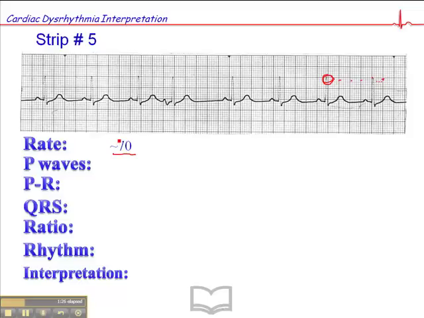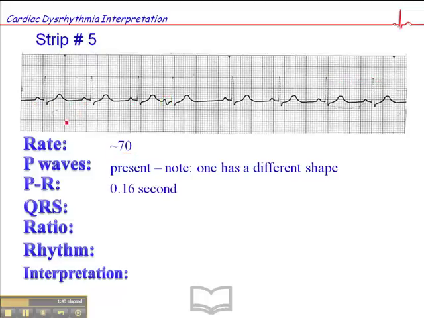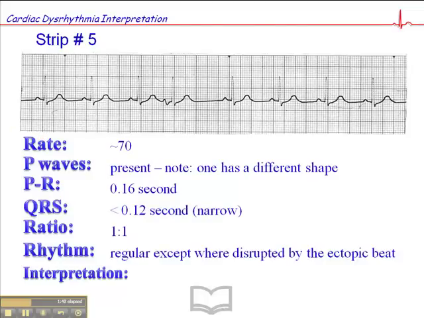a whole lot. The P waves are present, but you'll note that one of them has a different morphology. So this one here is a different morphology from all of the other P waves, and that's an important finding. So we'll just keep that in mind. The PR interval is 0.16 second. The QRS is less than 0.12 second throughout. The ratio is 1:1 everywhere. The rhythm is regular except where it's disrupted by the ectopic beat, or the funny looking beat.